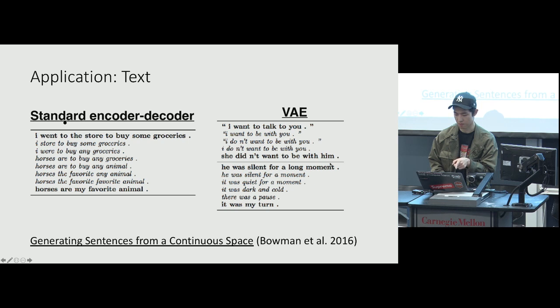She didn't want to be with him. So I want to be with you, and I don't want to be with you, and she didn't want to be with him, actually. So he was silent here, for a moment it's quiet, dark and cold, and gradually changed. It was my turn. So these are several examples they give in this paper.